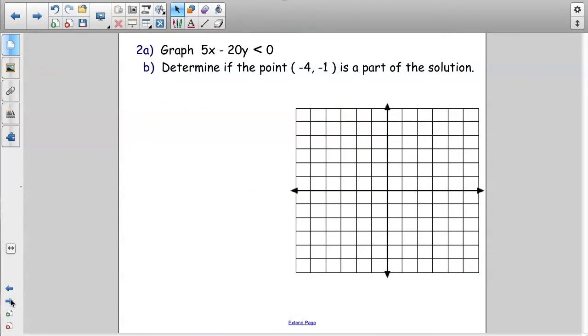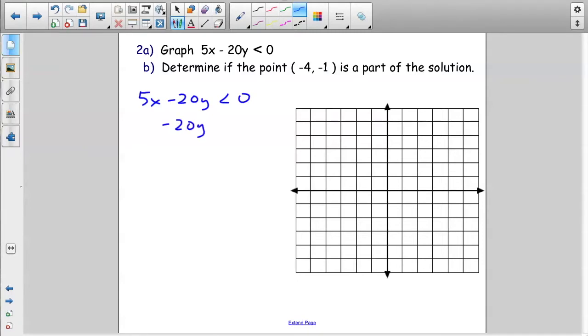All right, so now 5x minus 20y. I'm going to start with that y. Move that over. Now divide by negative 20. Divide by negative 20. So y, and this is the switch now, because we're dividing by negatives here. And what do we get? It's positive 1/4 x. All right, so let's find the slope.